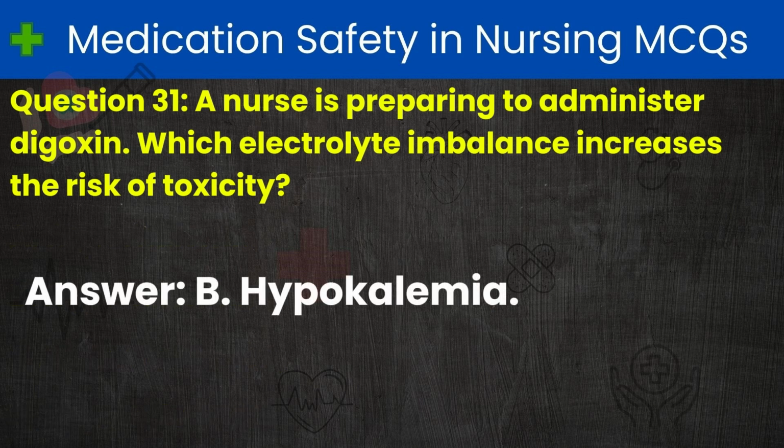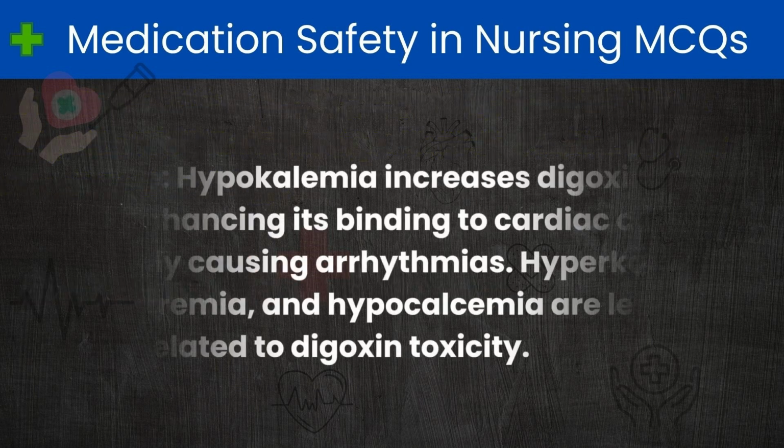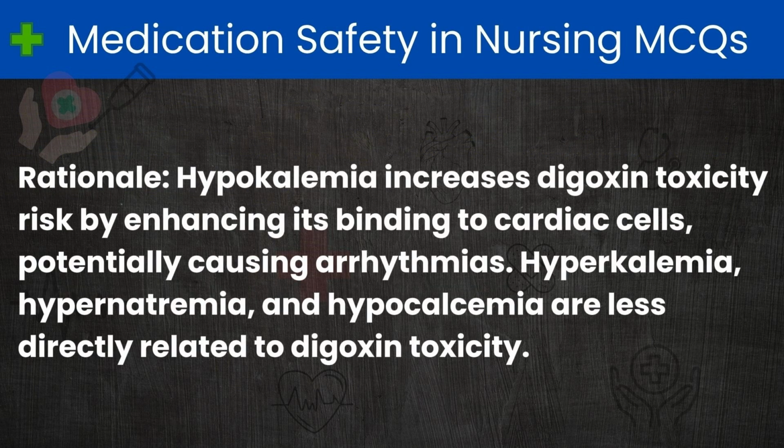Answer B. Hypokalemia. Rationale. Hypokalemia increases digoxin toxicity risk by enhancing its binding to cardiac cells, potentially causing arrhythmias. Hyperkalemia, hypernatremia, and hypocalcemia are less directly related to digoxin toxicity.